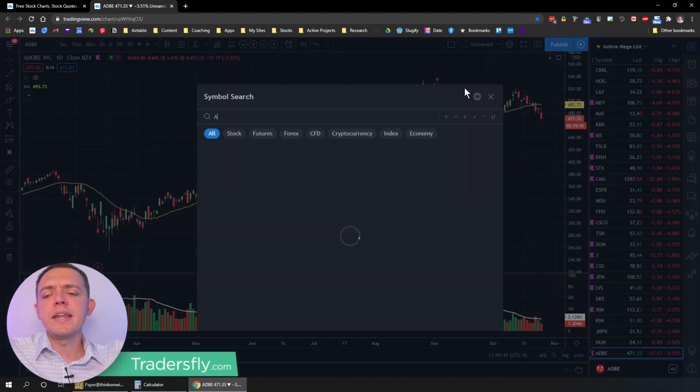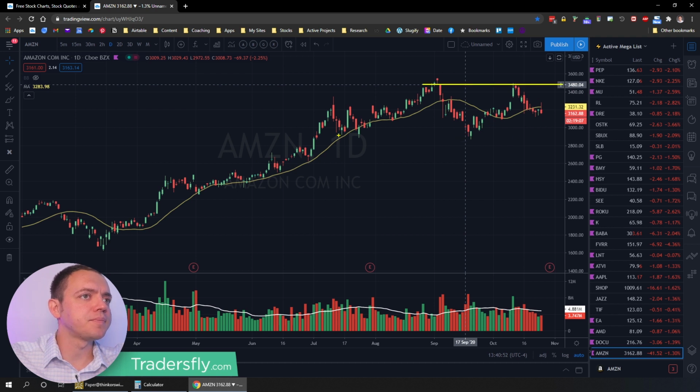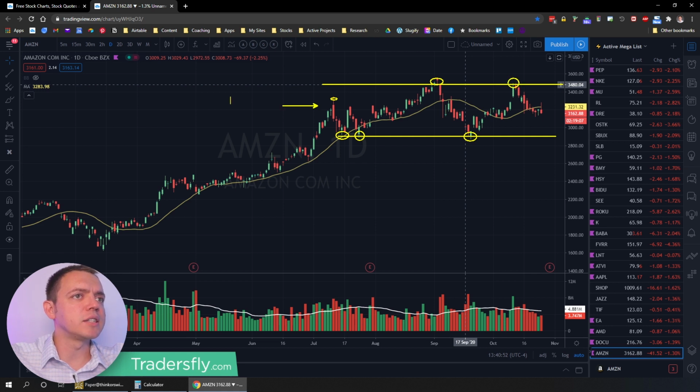All right, the next one, very similar kind of construct in a way. If you look at this, you've got Amazon, and you can see this one also in a bit of a sideways consolidation pattern, although we didn't really hit it all over the place. But you do see some of these swing points. Just take a look at some of these that I circled. Sometimes, yes, they do go a little outside the range, but nevertheless, you are here in this sideways consolidation pattern. You are right there at resistance.